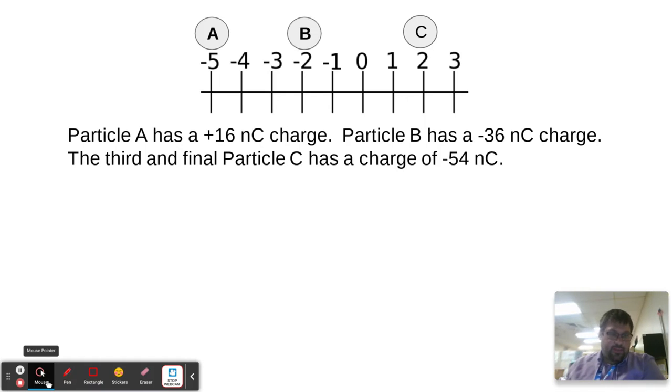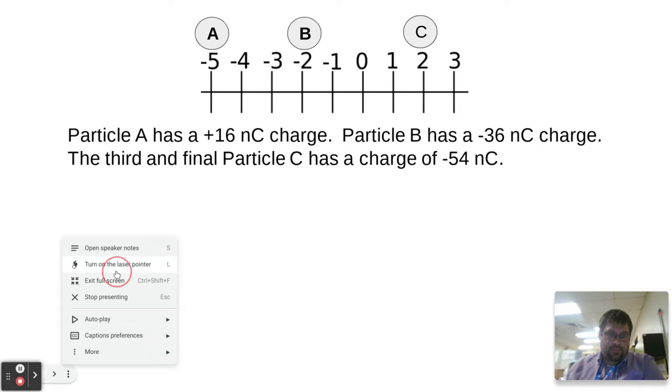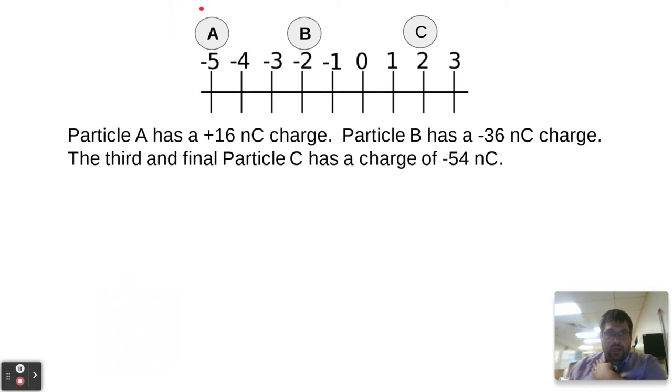So you can see we have a little diagram right up here. So we have a charge at position -5, a charge at position -2, and a charge at position +2. And in the prompt, they will tell you what the charges are. So A in this case is +16 nC, B is -36 nC, and the last one is -54 nC.